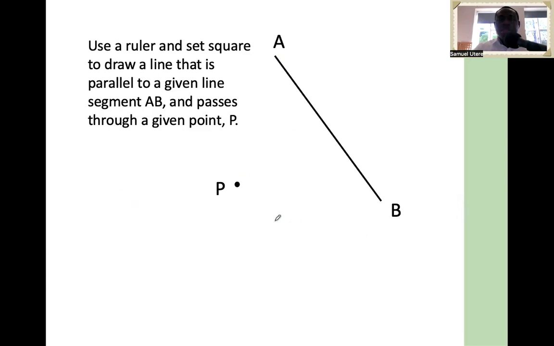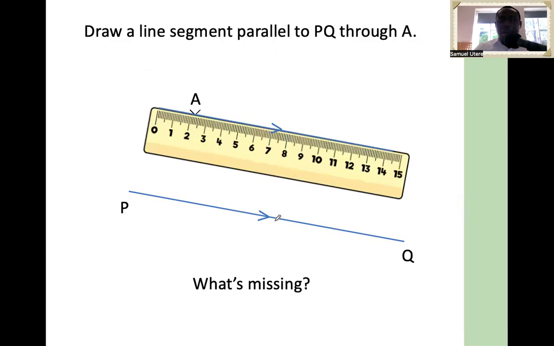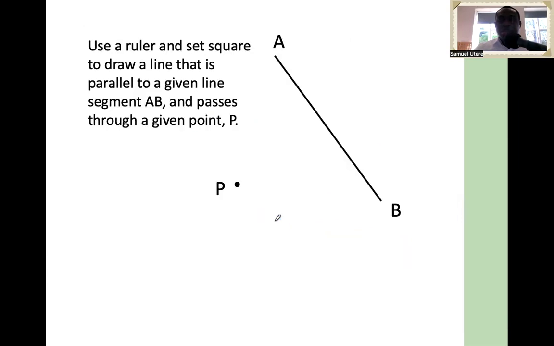So let's see how we could use a ruler and a set square to make it much better. We're going to use a ruler and a set square to draw a line that is parallel to a given line segment AB and passes through a given point P. It is similar to this question, and the orientation has changed. But using a ruler and a set square, we can make it much more precise. I want you to have a think how you would do this.